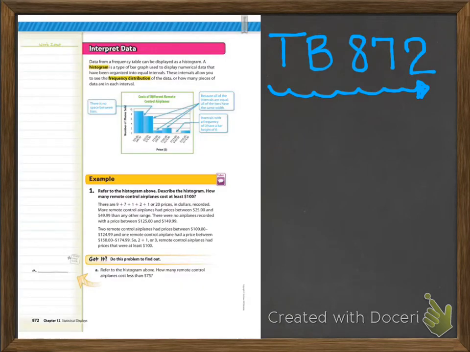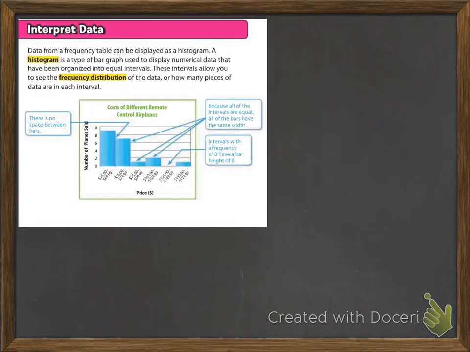Moving on to textbook page 872, at the top of 872 it should say interpret data. So now we're going to learn how to interpret the data that we're looking at. It says data from a frequency table can be displayed as a histogram. So one thing you notice is that you do need a frequency table in order to get the information for your histogram here. It says a histogram is a type of bar graph used to display numerical data that have been organized into equal intervals.